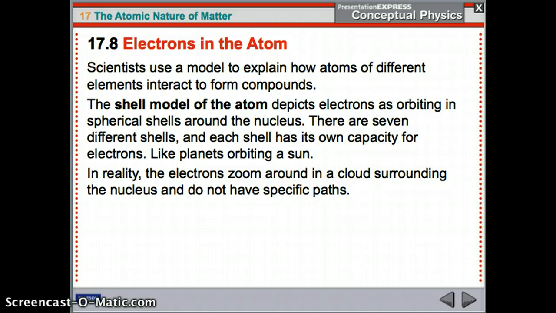All right, so then there's the shell model of the atom. So you have different shells around the nucleus, and in each shell you can hold 2, 6, 10, 14 electrons, whatever it is. So it's kind of like planets orbiting a sun. In reality, though, the electrons are actually in a cloud surrounding it and don't have a particular path, but we model them as having specific paths.